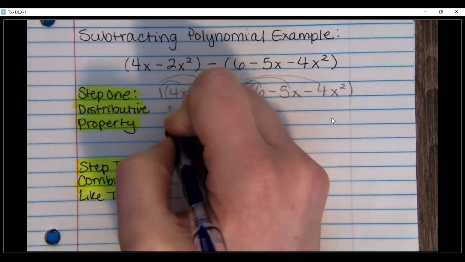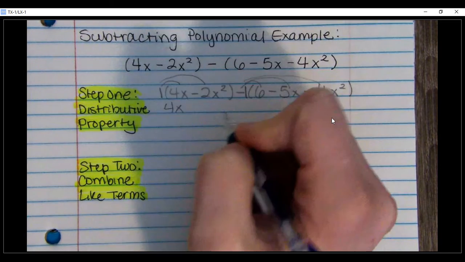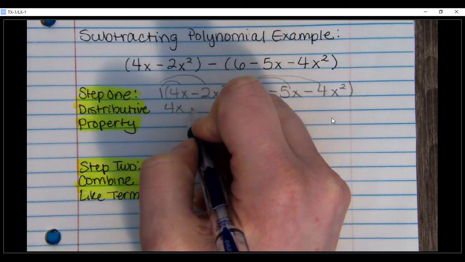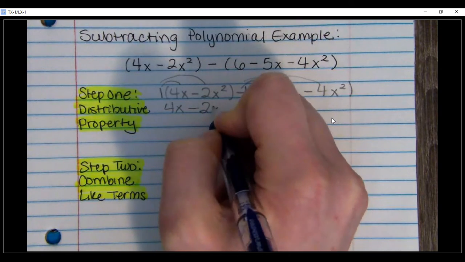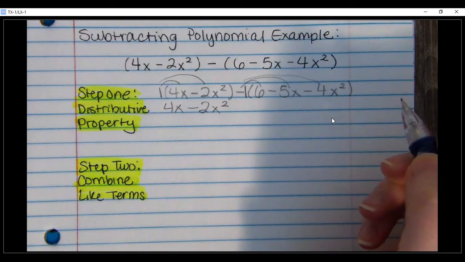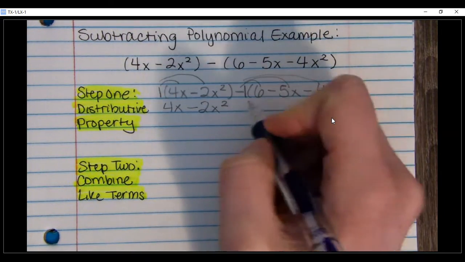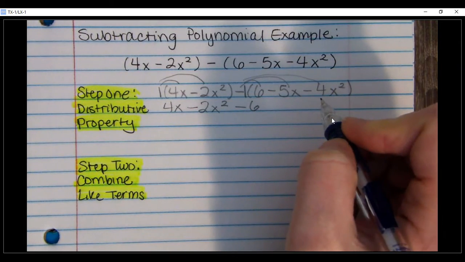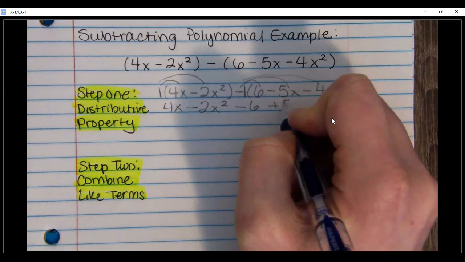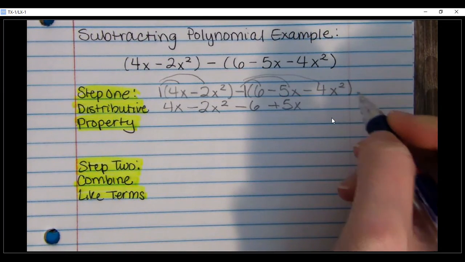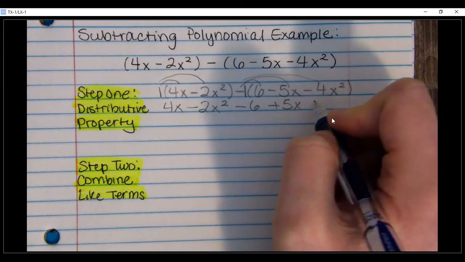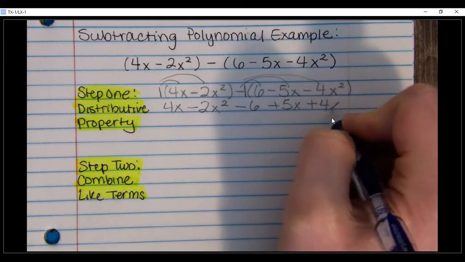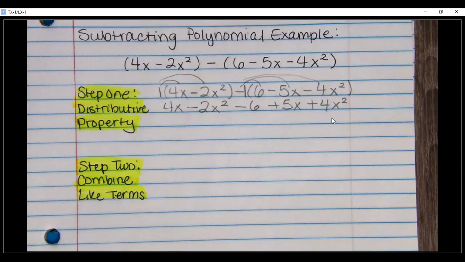So 1 times 4x is going to be 4x. 1 times negative 2x squared is negative 2x squared. And now let's look at that negative. Negative 1 times a positive 6 is a negative 6. Negative 1 times negative 5x is a positive 5x. And negative 1 times negative 4x squared is a positive 4x squared. See how you will get this wrong if you do not do that.